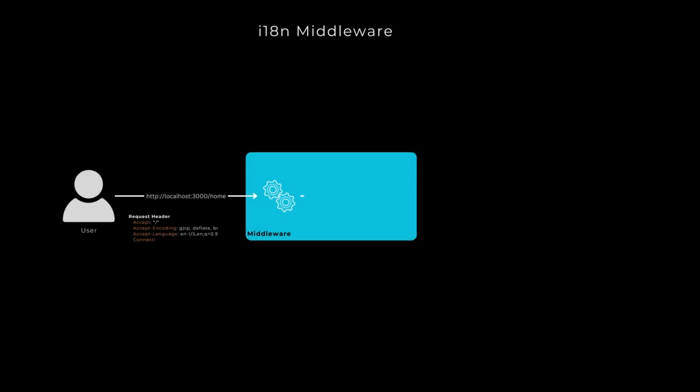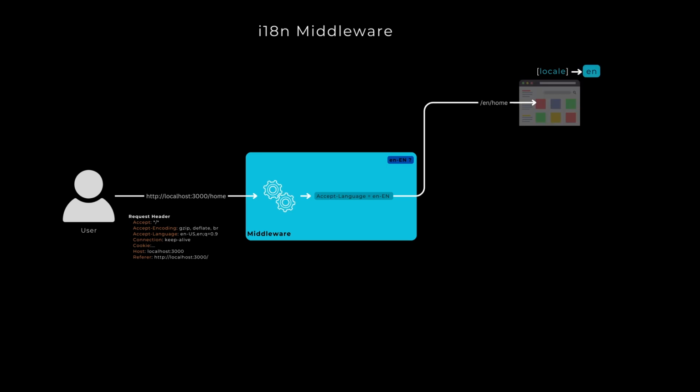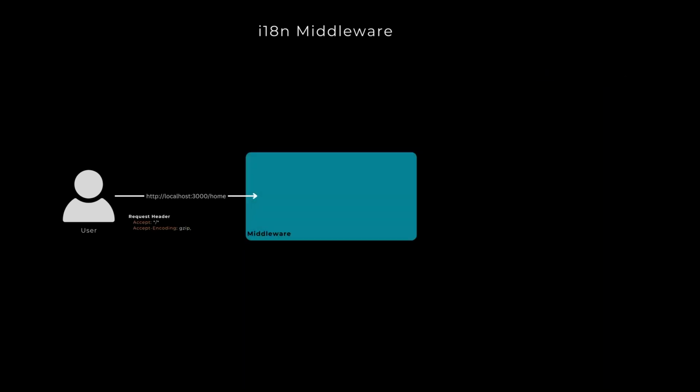Imagine you've requested the following homepage. When you select English as your preferred language, this information is found in your request header, the accept-language parameter. The middleware will redirect you to /en/home. If you choose French, it'll redirect you to /fr/home.